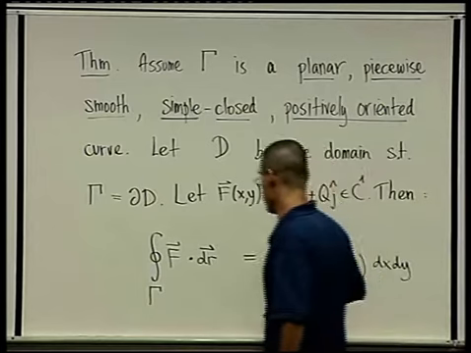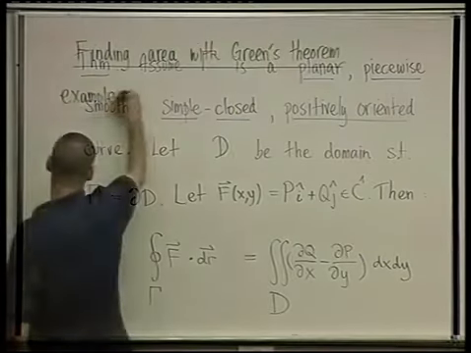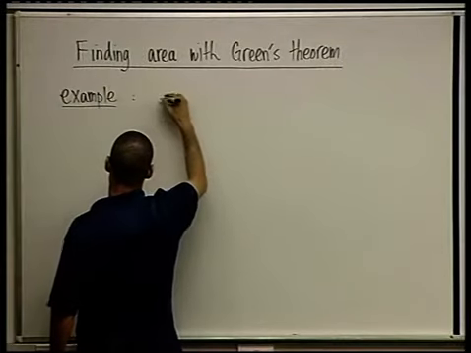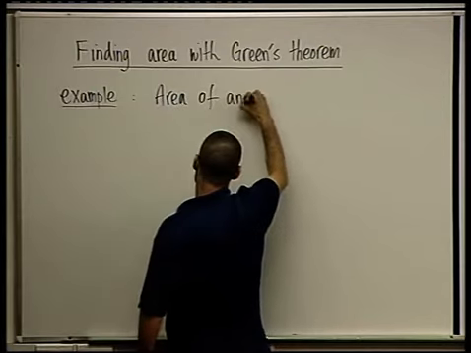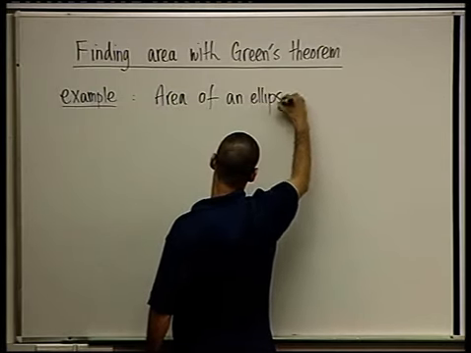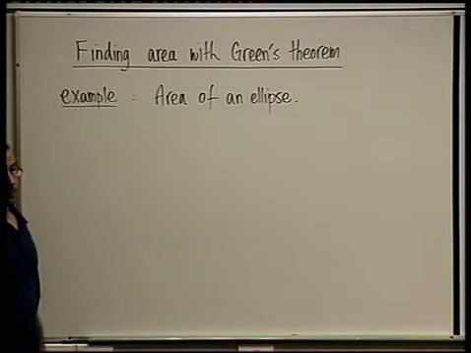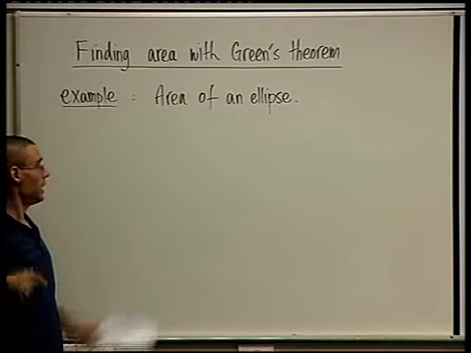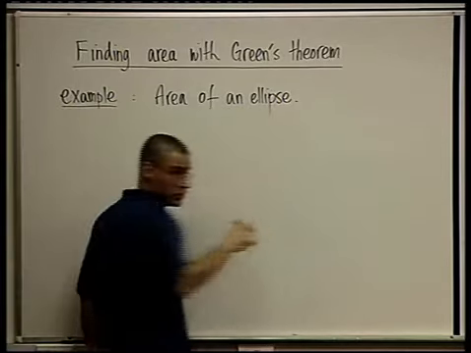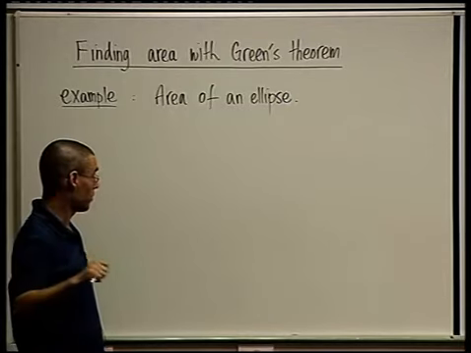So this is the formula we want to use, and the example that we're going to see, let's find the area of an ellipse. Remember that the word ellipse is used for the inside and for the boundary, right? It's not a separate word.